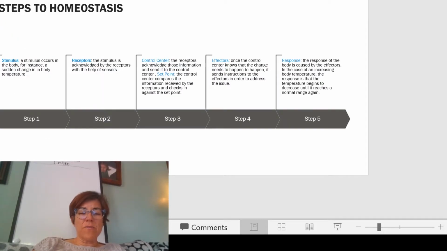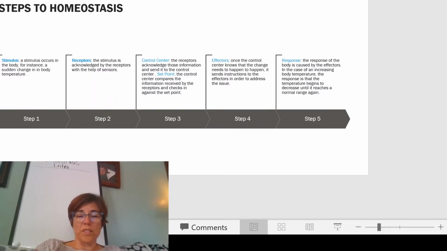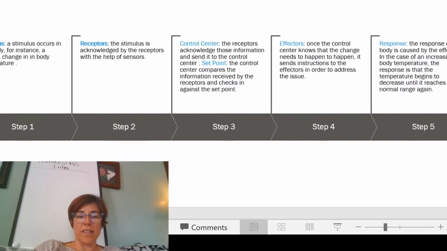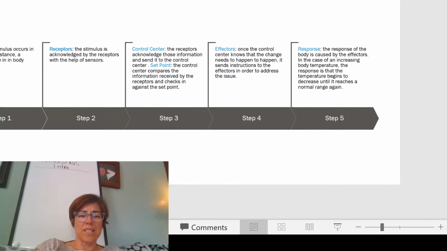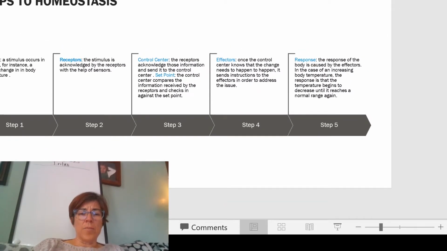There are 5 main steps. You'll notice that I have a couple of blue words, so maybe it looks like there's 6. The stimulus step is when things are happening. You start doing jumping jacks. That would be the stimulus.